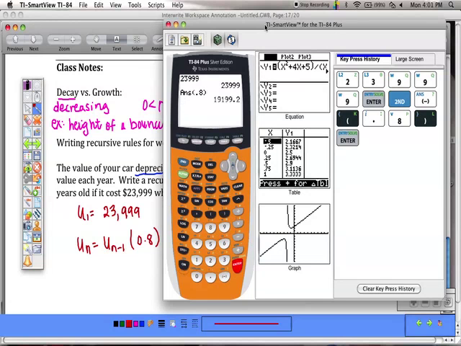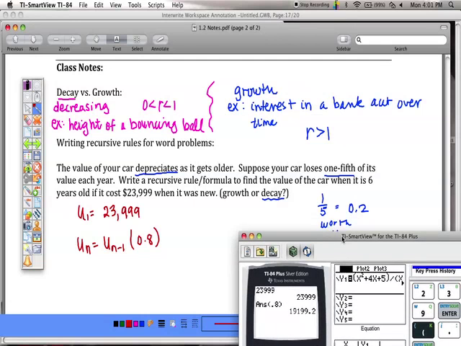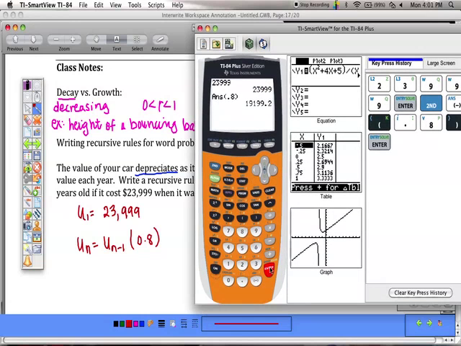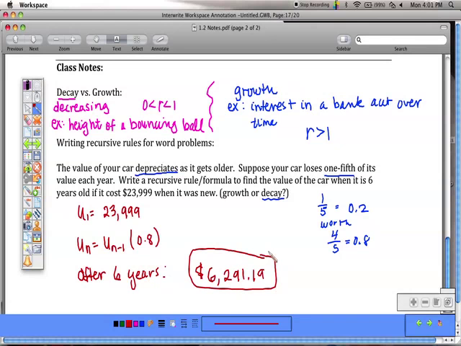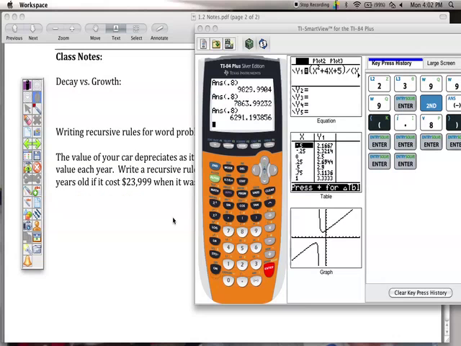Okay, and this asks, find the value of the car when it's 6 years old. Okay, so here's after 1 year old, 1 year, 2, 3, 4, 5, 6. Okay, so after 6 years, your car is still worth $6,291.19. So we're going to say that after 6 years, the worth of the car is $6,291.19. Alright, so there's the first problem. One more problem.